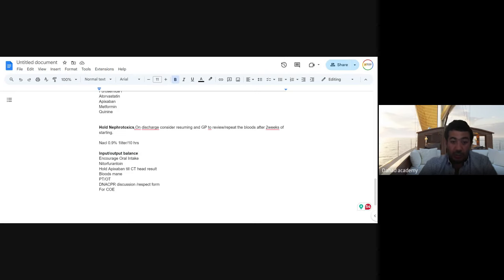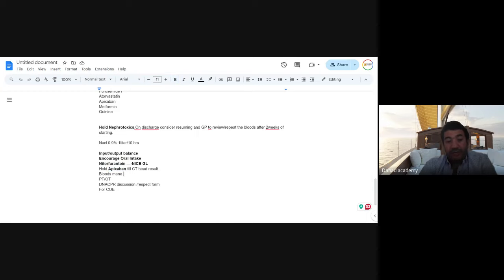I will encourage the oral intake for all patients with dementia. According to the CRB and the other markers, I will consider which antibiotic to go for, according to your clinical guidelines or the NICE guidelines. And I will hold the apixaban. Why will I hold the apixaban? Because I'm afraid of bleeding. So I will hold it till I have the CT result.